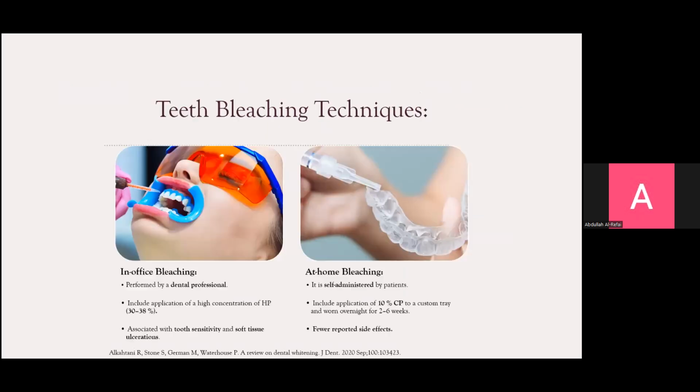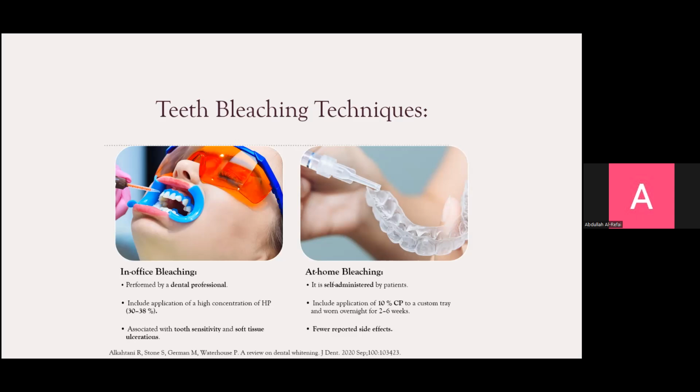Now, teeth bleaching technique, we have two main techniques: in-office bleaching or at-home bleaching. In-office bleaching is performed by dental professionals, usually using a higher concentration of hydrogen peroxide, 30 to 38%, and this technique is associated with teeth sensitivity and soft tissue ulceration because we use a higher concentration of hydrogen peroxide.